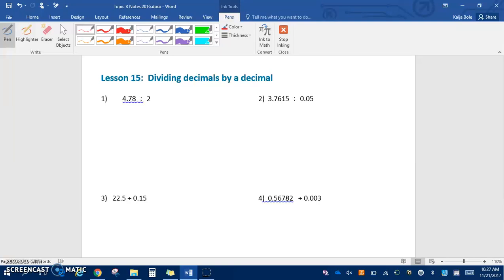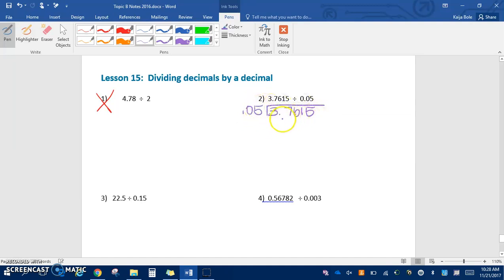Alright, here we are on the last lesson for this packet, lesson 15, dividing decimals by a decimal now. So we're going to skip number 1 because that's kind of what we've been doing. So we're going to go on to number 2, and now we have 3.7615 divided by 0.05. So I'm going to write it out as my setup first. 7615, and then here's my 0.05.